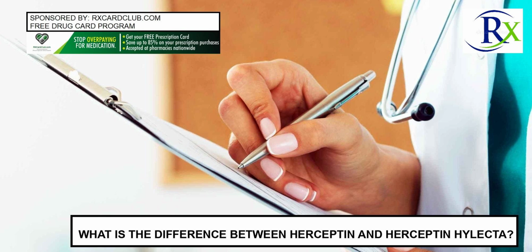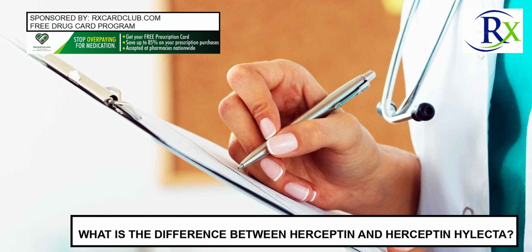What is the difference between Herceptin and Herceptin Hylecta? Herceptin contains one active ingredient, Trastuzumab, and is given as an intravenous infusion slowly into a vein. Herceptin Hylecta contains two active ingredients, Trastuzumab and hyaluronidase-oysk, and is given as a subcutaneous injection, which is an injection that goes under the skin. Herceptin and Herceptin Hylecta are not interchangeable.